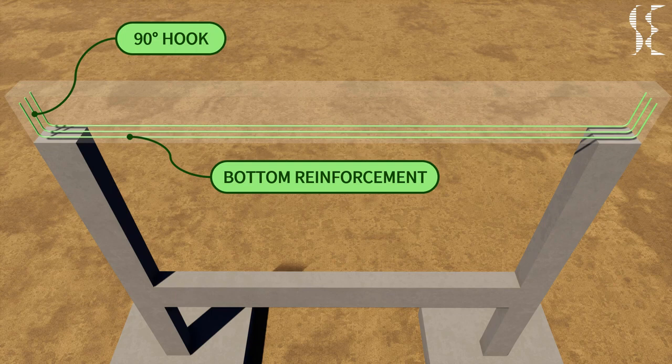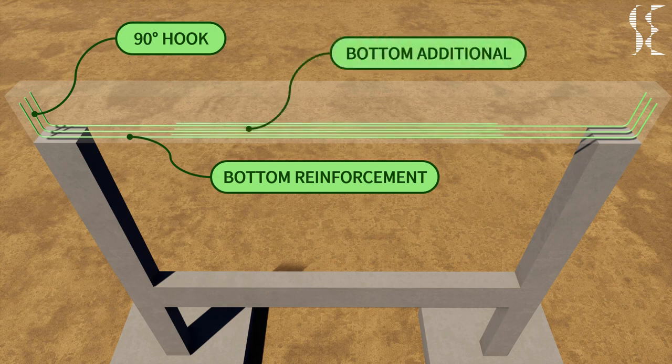In case additional reinforcement is required by design, they are provided as a second layer above the bottom layer. If more additional reinforcement is required, they are added in a similar way in a third layer and so on.